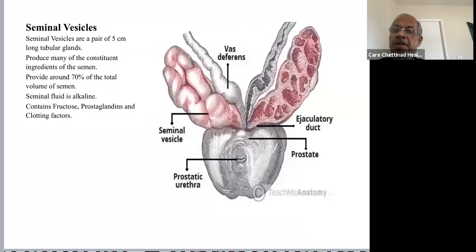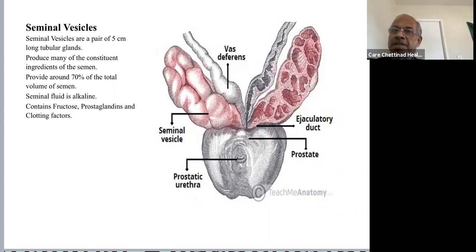Seminal vesicles play a very crucial role. Though they are not organs of reproduction, they contribute to the seminal volume, and seminal volume helps in transporting the spermatozoa. 70% of the seminal volume is contributed by the seminal vesicle. They also contribute fructose, so this is a very important marker. When you're doing a semen test, you always look for fructose. Absence of fructose gives you a clear pointer about absence of seminal vesicle or seminal vesicle dysfunction.